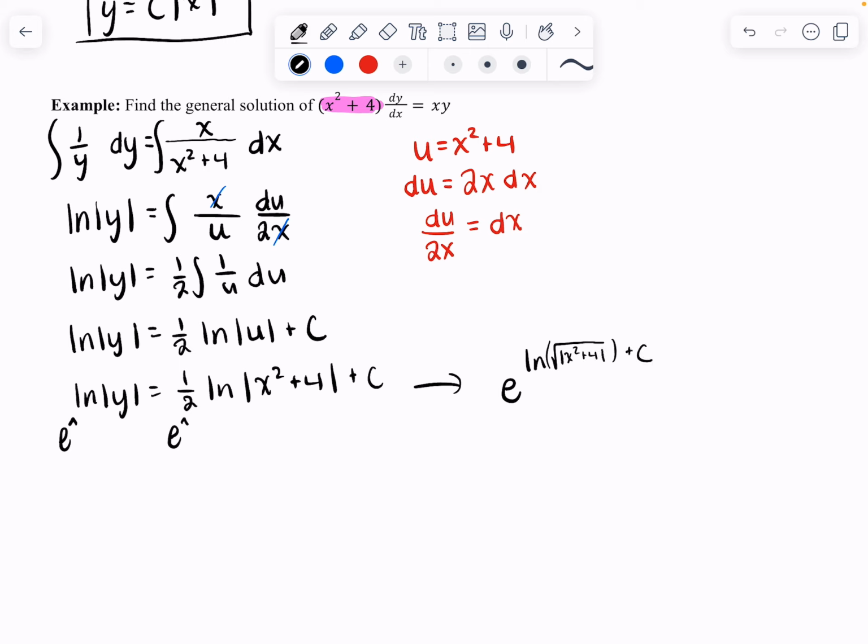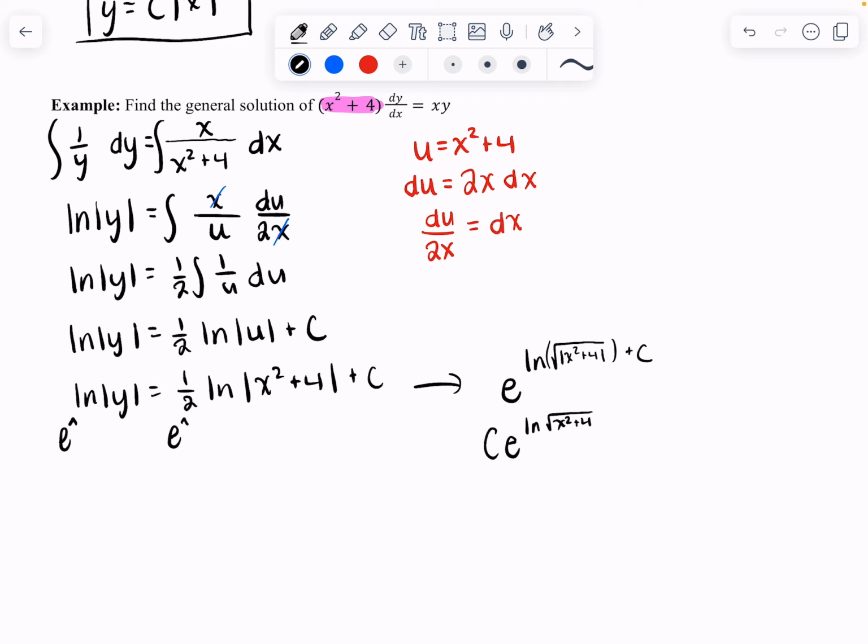plus the c. And just like we talked about in the last problem, you can bring the c out, but it comes out as a constant multiplier. So we have this. I can also drop the absolute value in the square root because x squared plus 4 is always positive anyway. So if you feel comfortable dropping that, you can.